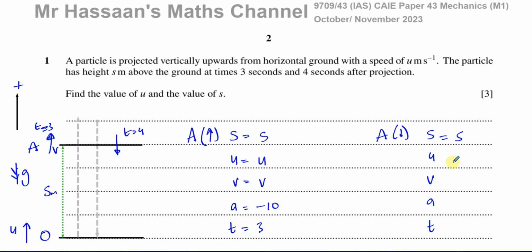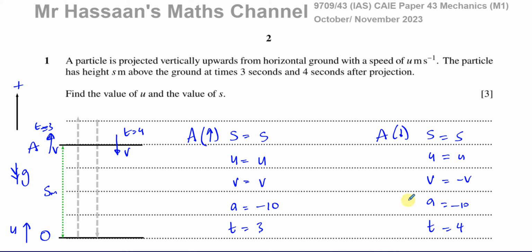Now on the way down, our S is going to be our S, our U is going to be our U. I'm still taking up as positive, even though it's going down, because that's how it initially was thrown. But I'm looking at the situation when it's on the way down. Now, when it's coming down, the velocity is going to be going downwards, so it's going to be negative V, you could say. We don't actually need that. A is going to be, again, negative 10, because we're taking up as positive and acceleration acts downwards. And T is going to be 4 seconds.